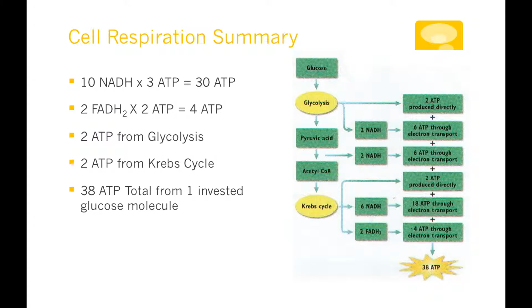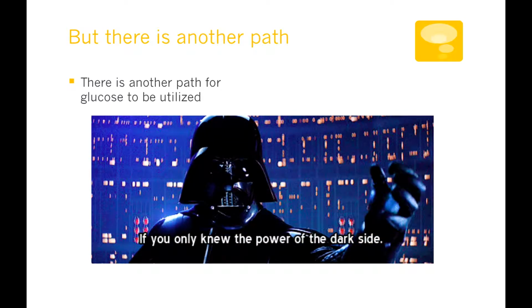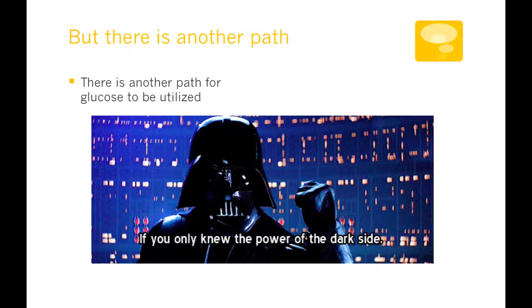We have our 2 ATP from glycolysis and our 2 ATP from the Krebs cycle, which would get a total of 38 ATP total from one invested glucose molecule. And we have a lot more than just one glucose molecule in our energy stores. So this is a very efficient reaction when it is under oxygen. But there is another path for glucose to be utilized into energy.